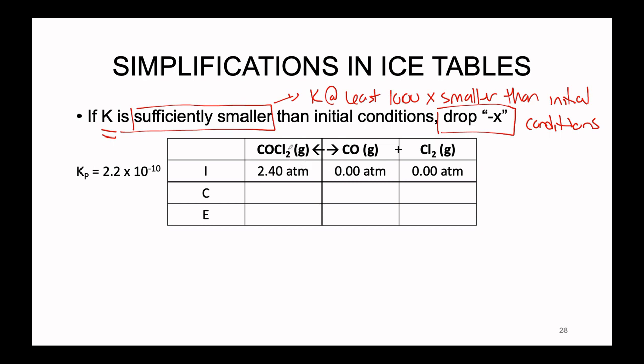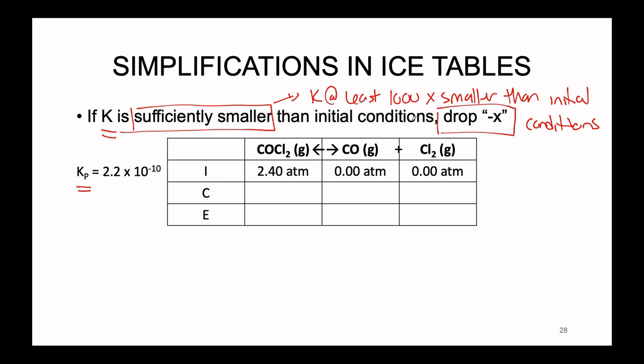So let's look at this second example problem. We're starting with reactant. We have 2.4 atmospheres of it. Here we're looking at a Kp, so just a slightly different situation where we're looking at pressures instead of concentrations. But again, the math all works out the exact same way. Now, we don't have any product. We have 0 of our carbon monoxide, 0 of our chlorine.